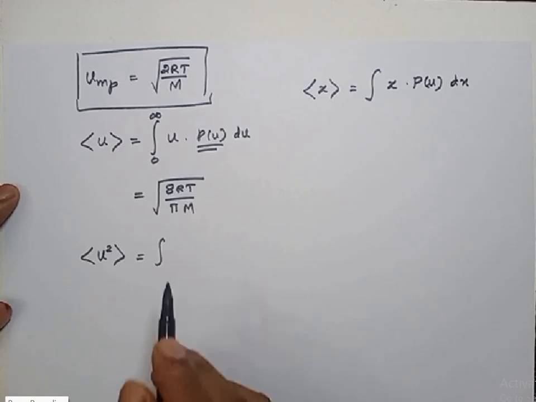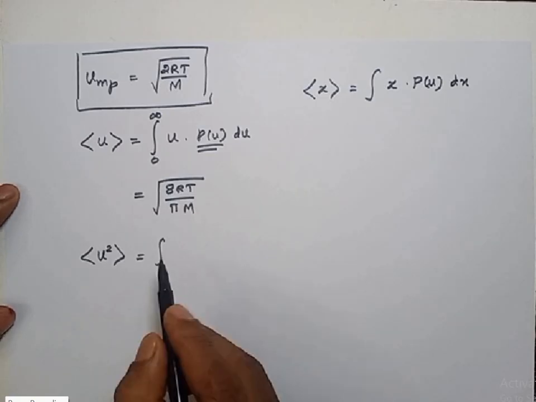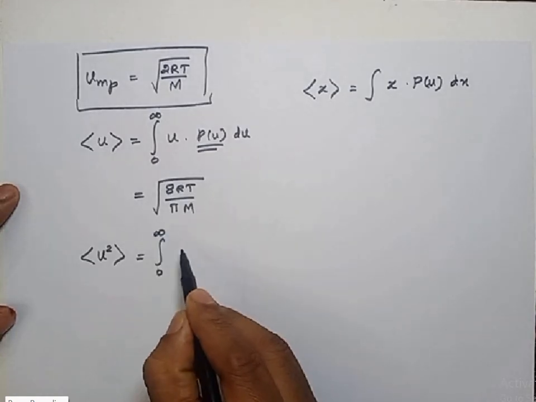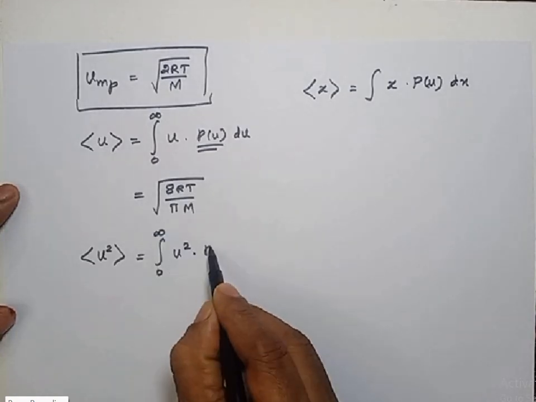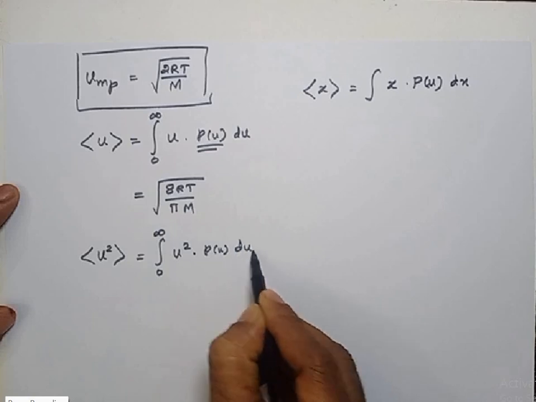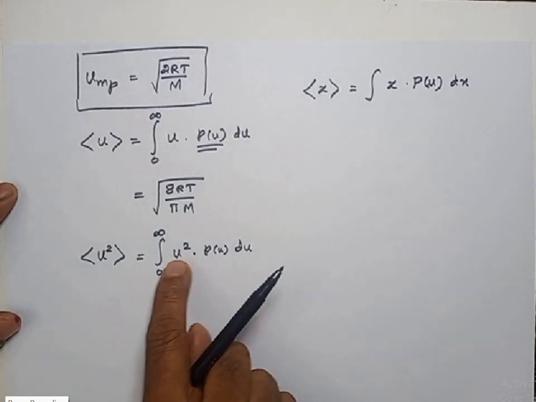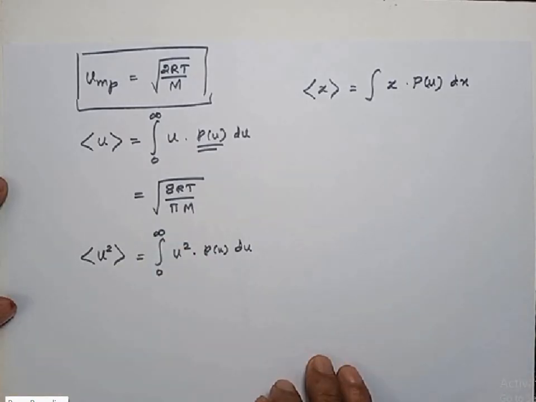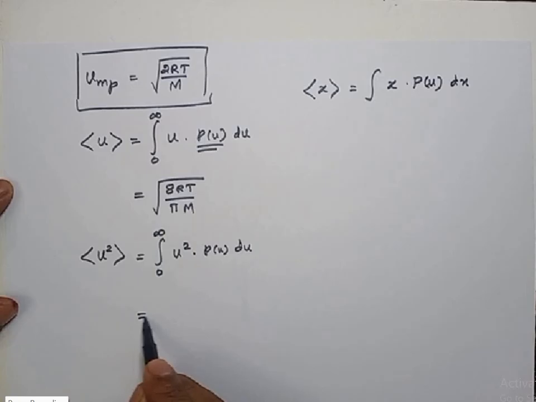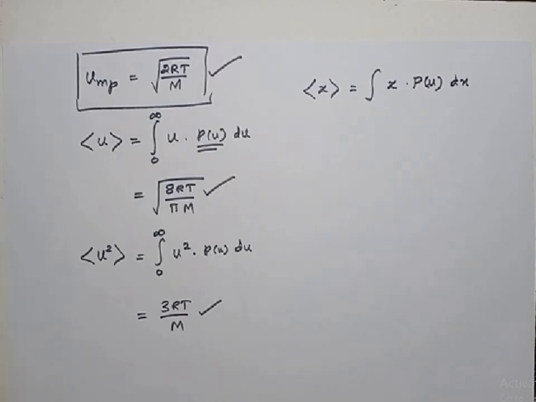Sorry, x squared into p u squared, sir. That's all. Integral 0 to infinity u squared into p of u into du. That's all, right? In this place you put u squared. And if you simplify this integration, you will get the answer as 3RT by m. Okay, take note.